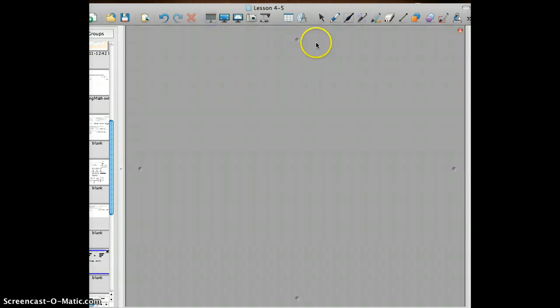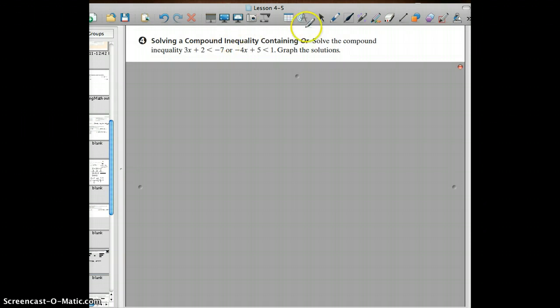Okay, and this is a compound inequality. Let's look. With or situations, they always write them out as two separate inequalities because they are completely different and it's very hard to relate them. So we've got 3x plus 2 is less than negative 7, or negative 4x plus 5 is less than 1. And we're going to graph our solutions here. What I want you to do is just look at each inequality. Look at this first inequality here: 3x plus 2 is less than negative 7.